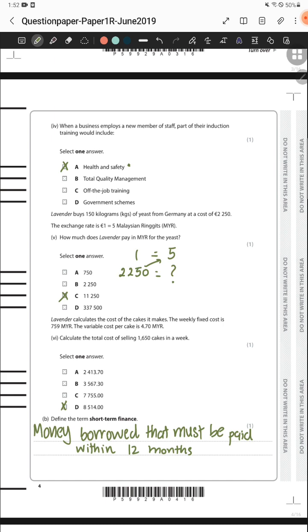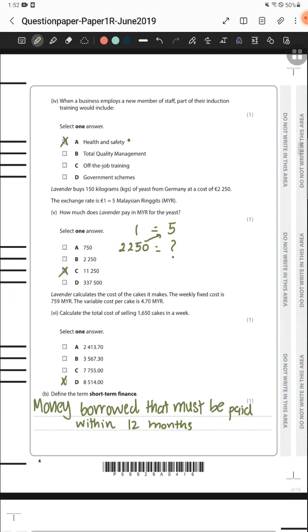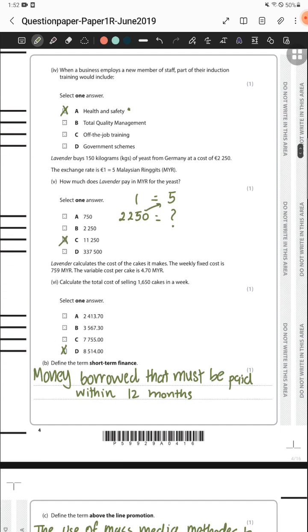Alright, the next question is: Lavender calculates the cost of the cakes it makes. The weekly fixed cost is 759 ringgit. The variable cost per cake is 4.70 ringgit. Calculate the total cost of selling 1,000 cakes in a week. Okay, now this is tricky.